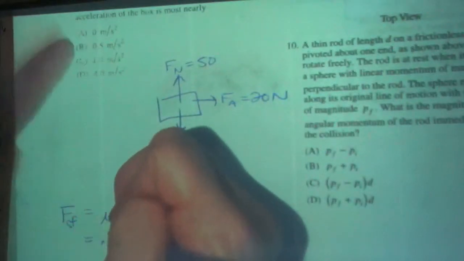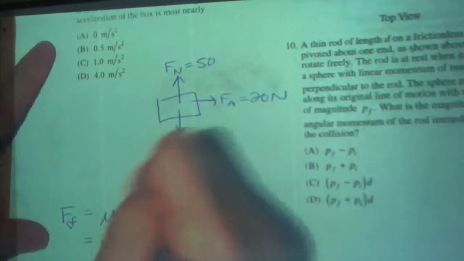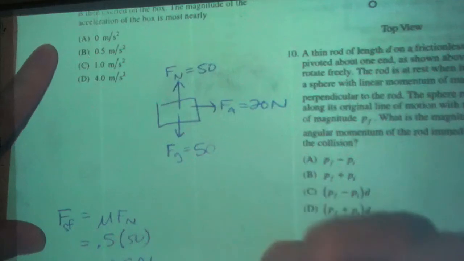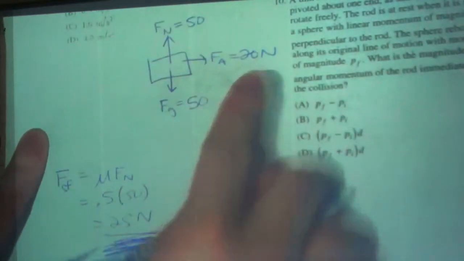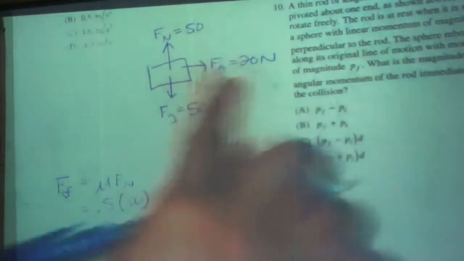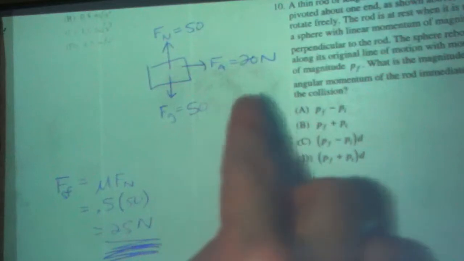So I'm going to use static friction, coefficient 0.5, normal force 50. That is a 25 Newton force. So if my maximum static friction is 25 newtons and I push it with 20 newtons, then this applied force is not enough to overcome the static friction, so it's not going to move. It won't move.